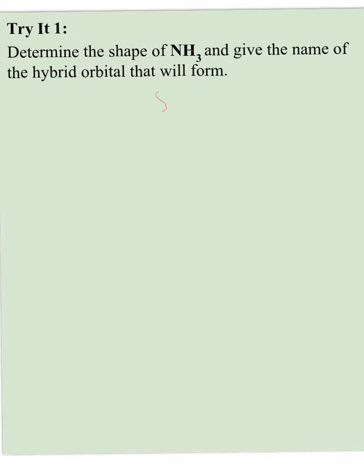NH3, I've got 5 electrons from the nitrogen, 3 from the hydrogens, so I've got a total of 8. And when I draw this, when I put the 3 hydrogens on, the hydrogens are satisfied, but nitrogen needs another lone pair. And when I count up, once again, I've used all 8 electrons. So this is the correct Lewis diagram for NH3.